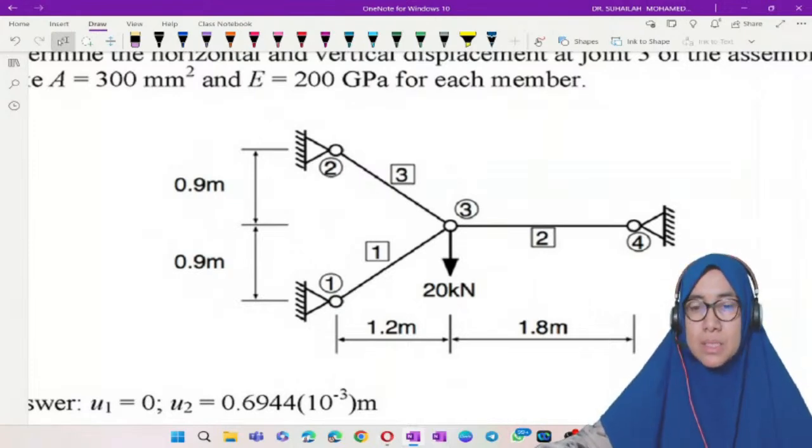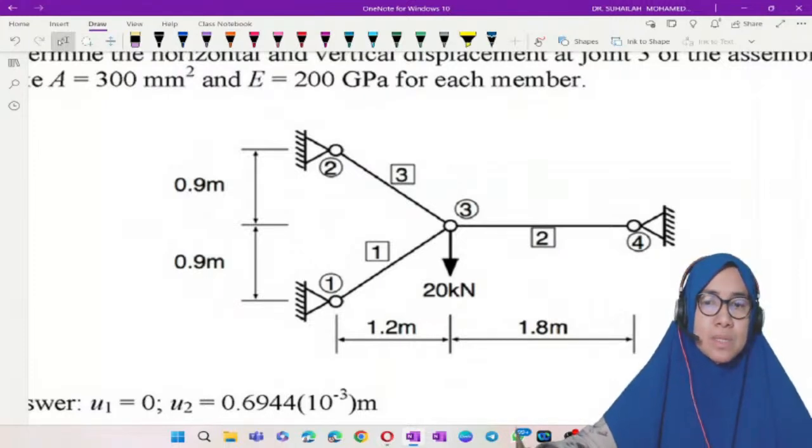three members. Member number 1 joins node number 1 and node number 3. Member number 2 joins node number 3 and node number 4. Member number 3 joins node number 2 and node number 3. So the element number will normally be labeled in a box as shown. There are 3 members and 4 nodes.